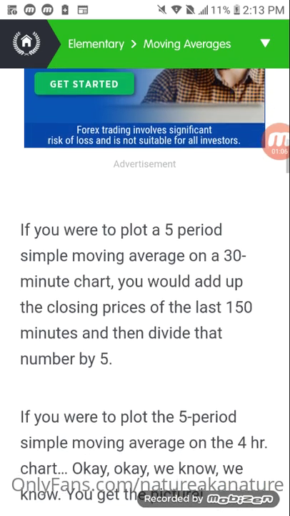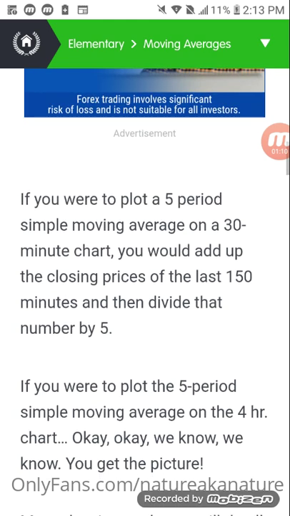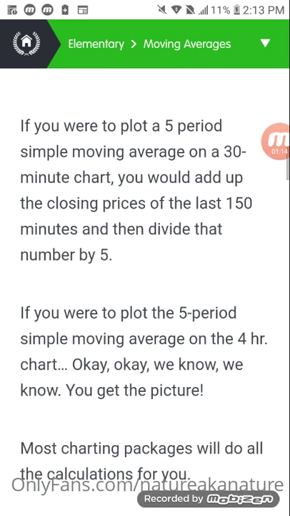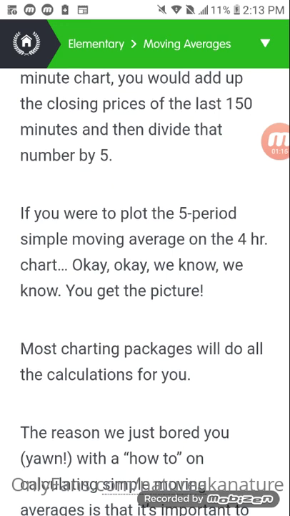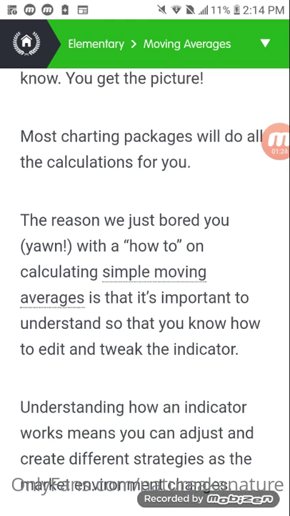If you were to plot a 5-period simple moving average on a 30-minute chart, you would add up the closing prices of the last 150 minutes and then divide that by 5. If you were to plot a 5-period simple moving average on a 4-hour chart, you get the picture. Most chart packages will do all the calculations for you.